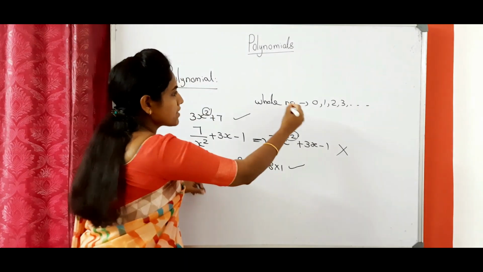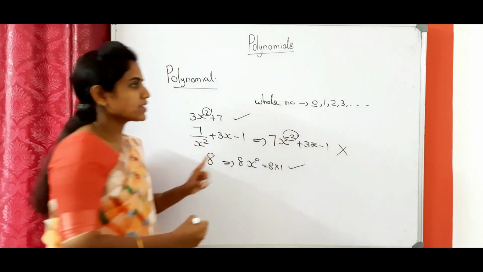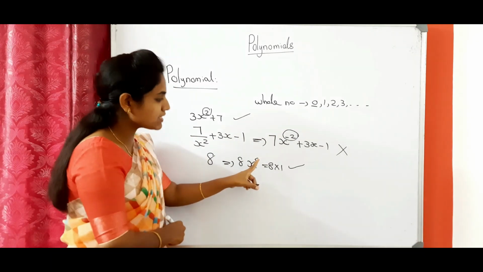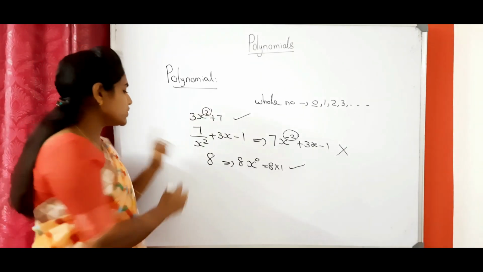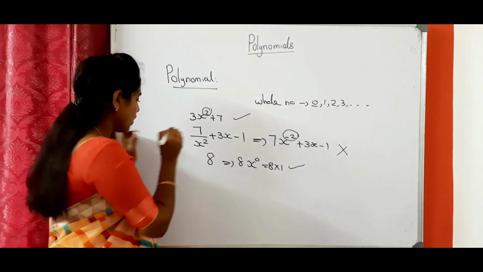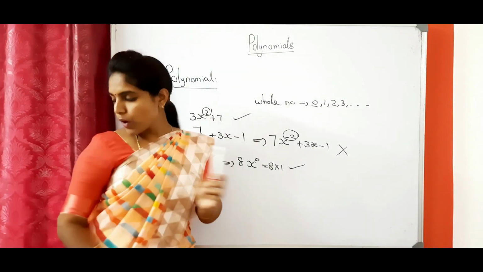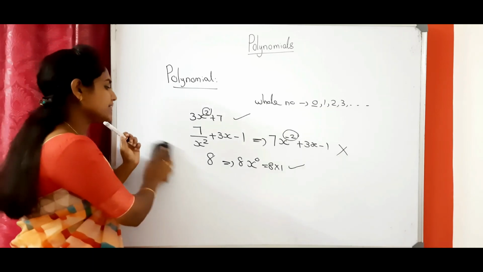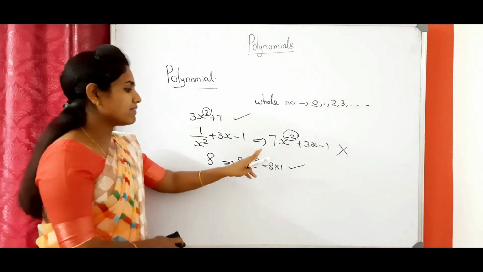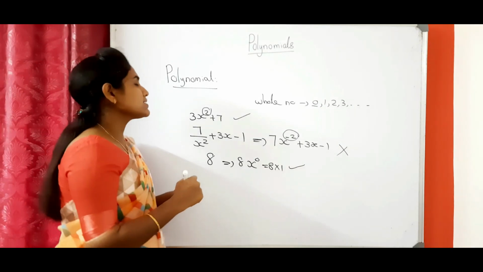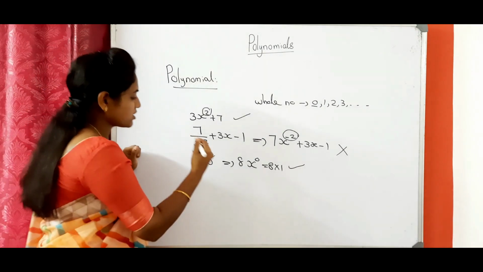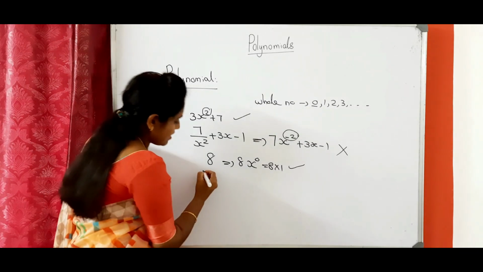Why? See, the power is a whole number, x power 0. Therefore, 8 is a polynomial. Not only 8, 5, 3, all the numbers are polynomials only. Why? We can write them with any variable power 0. Therefore, it is a polynomial only. Next, I should give one more example.